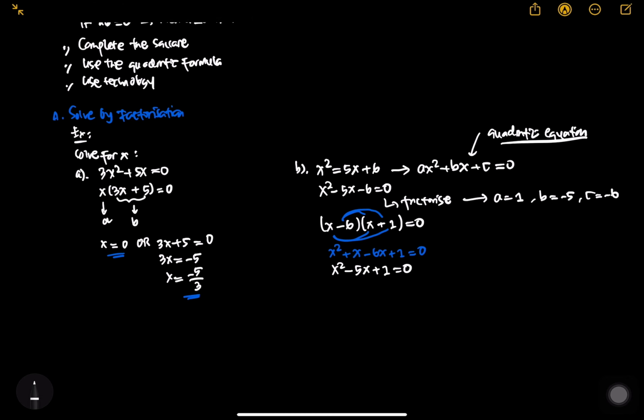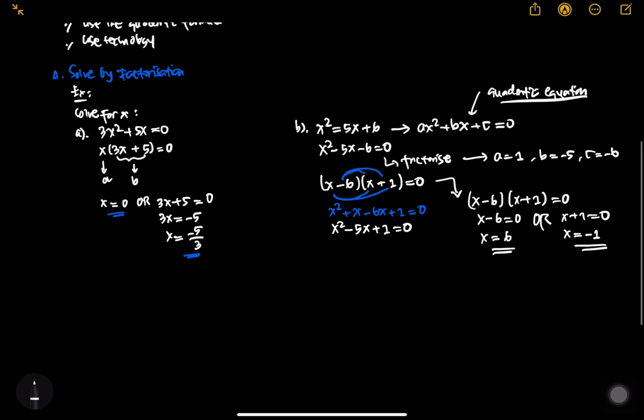So by getting the right proof for that, we can find out that x minus 6 times x plus 1 equals 0, and then x minus 6 equals 0, or x plus 1 equals 0. So then x is 6 and x equals negative 1. So that's the right answer. I hope this is very clear, so everybody in this class will understand that easily.